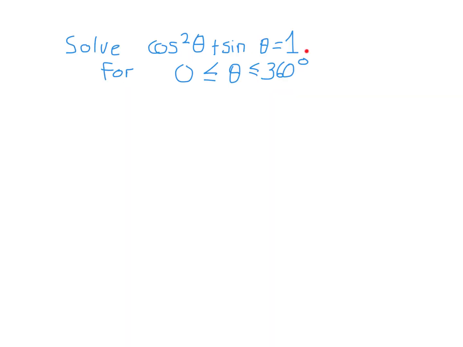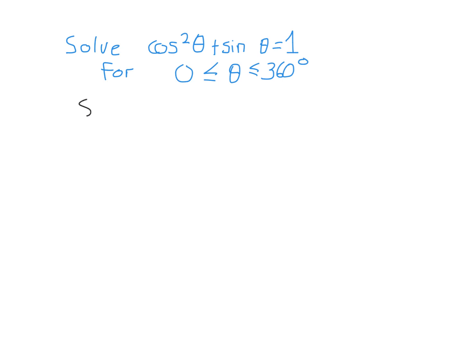So we're going to solve this equation here for theta. Cos squared theta plus sine theta equals 1. Now, when you have an equation that has both a cos and a sine, you need to change it. It's really hard to solve one that has a cos and a sine. We need to change it so it only has coses or only has sines.